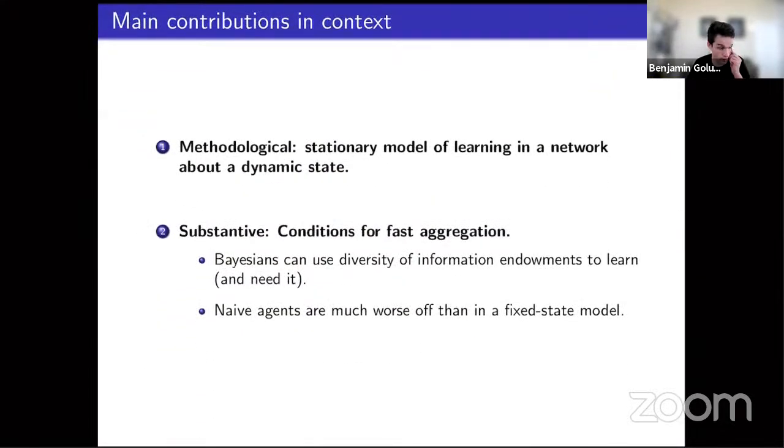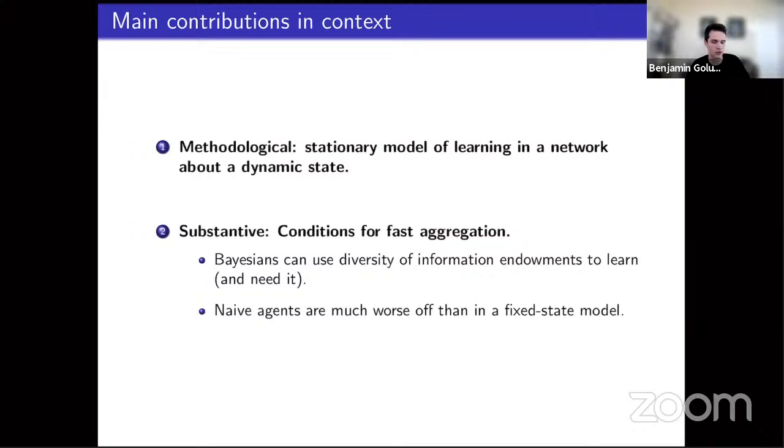Okay, so here's what I'm going to claim are the main contributions of this paper. One is methodological, which is that we are developing a fairly workable, in many ways tractable, model of stationary learning in a network about a dynamic state. And on the substantive side, we're going to generalize this little toy example fact that fast aggregation allows people to use diversity of information to really learn very well. And diversity of information is crucial if you have the sophistication to handle it.